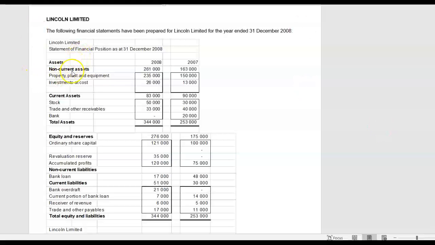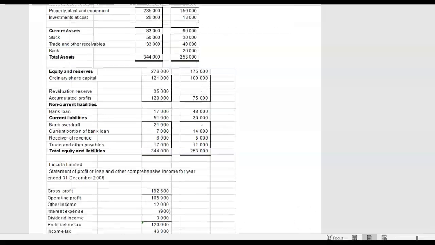Okay, they give you the financial statements. They give you assets, property, plant and equipment, and investments. Look out for that one. Stock, trade and other receivables. Equity consists of ordinary share capital, revaluation reserve. Obviously, you know it has an impact on your land and buildings. Accumulated profits, then bank overdraft, current portion of bank loan. By now you must know that you have to add that current portion to the long-term loan to get the total balance, and that one and the 5,000 to get the opening balance. Closing balance, the long-term and the short-term, opening balance, the long-term and the short-term. Revenue received and trade and other payables.